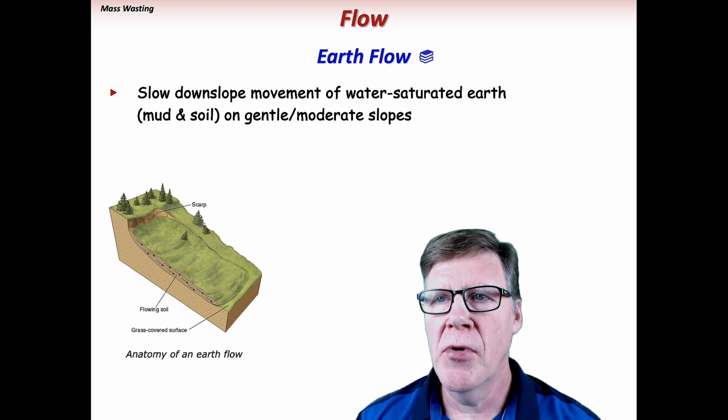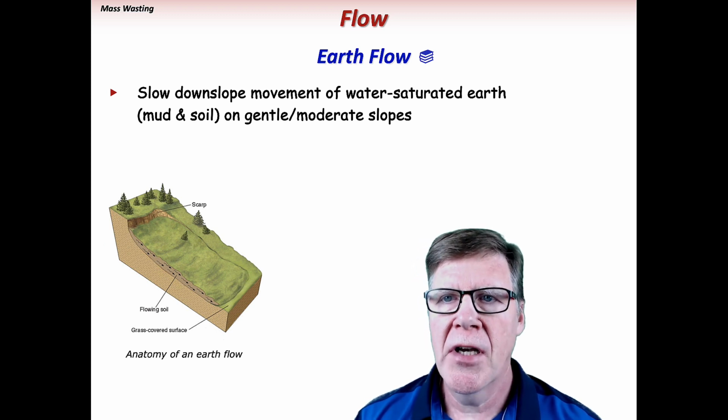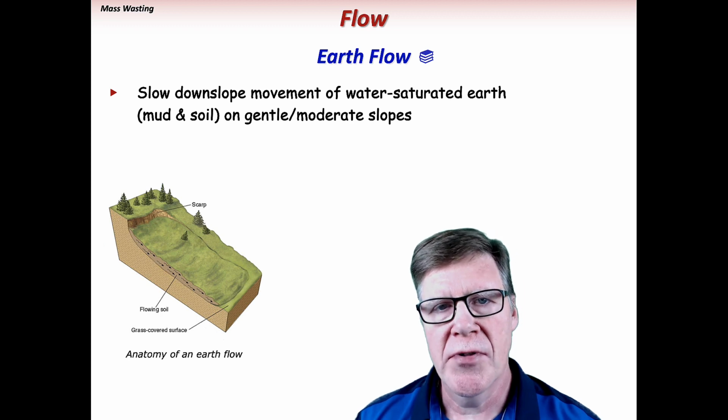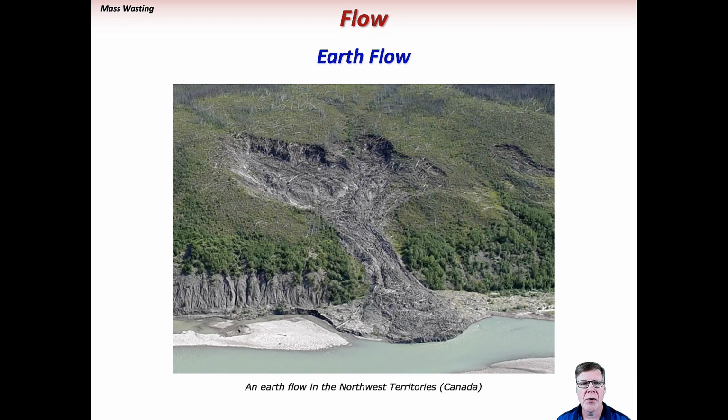Earth flows are the slow, downslope movement of water-saturated earth, mud, and soil, typically on gentle to moderate slopes. These typically acquire a characteristic hourglass shape, like this one in southern Australia and this one at Mission Pass, California. This earth flow occurred in the Northwest Territories of Canada. Note the hourglass shape.